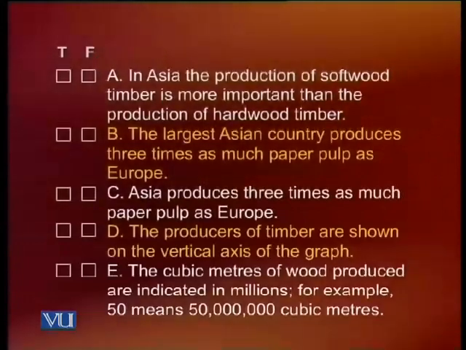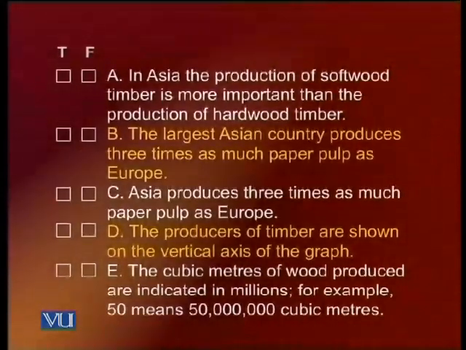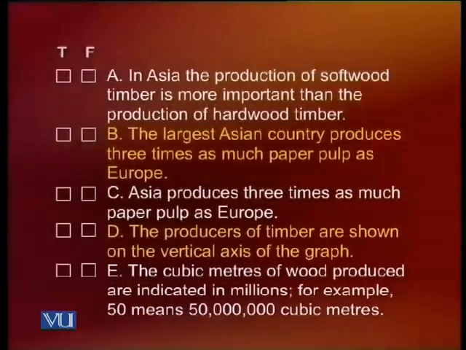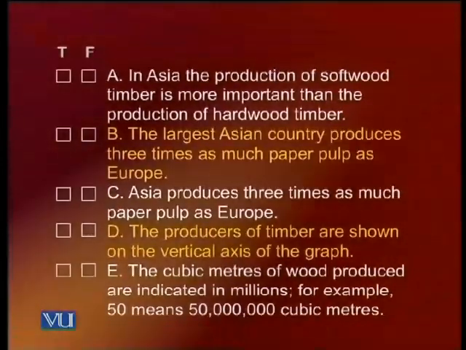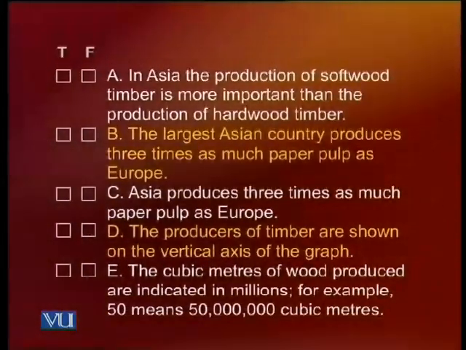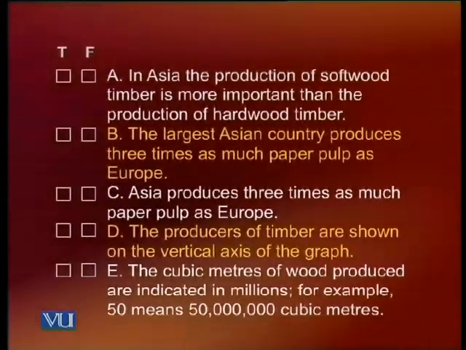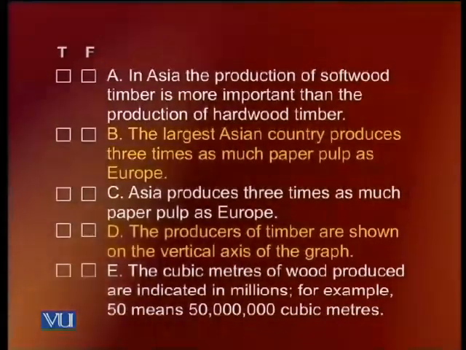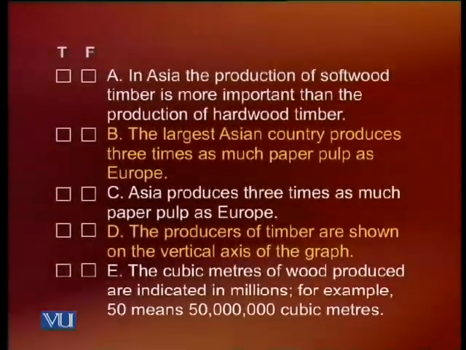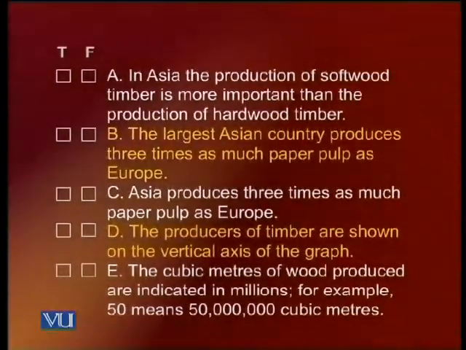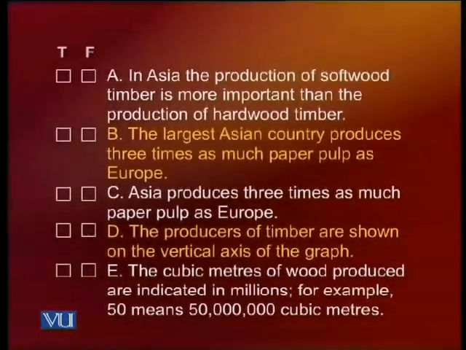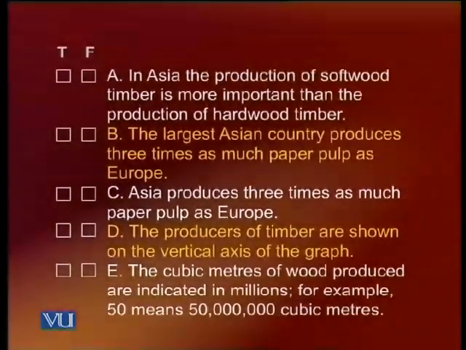Number 1, in Asia, the production of softwood timber is more important than the production of hardwood timber. True or false? False. B, the largest Asian country produces 3 times as much paper pulp as Europe. False. Number C, Asia produces 3 times as much paper pulp as Europe. True or false?